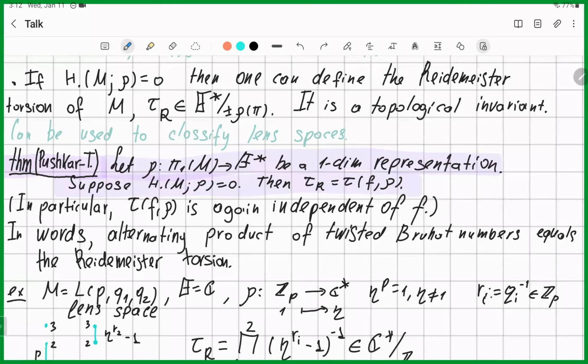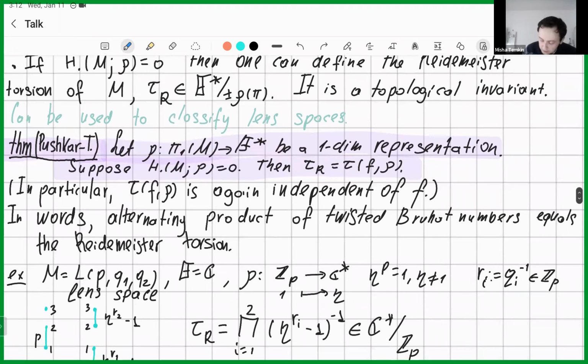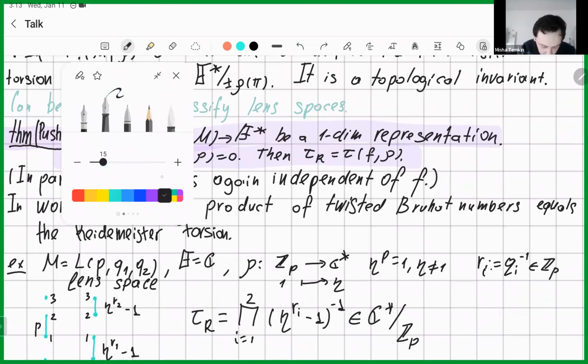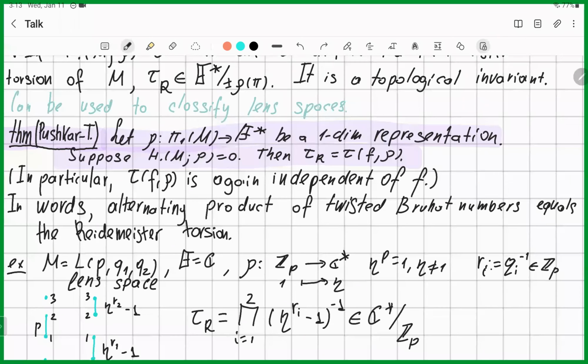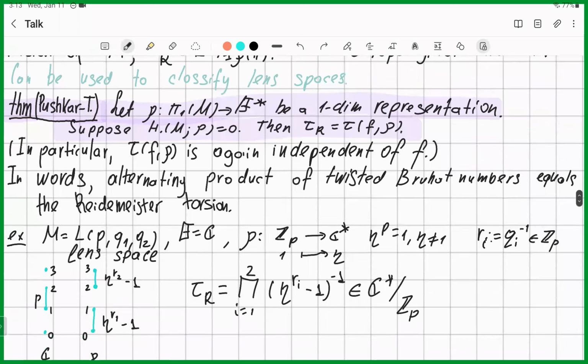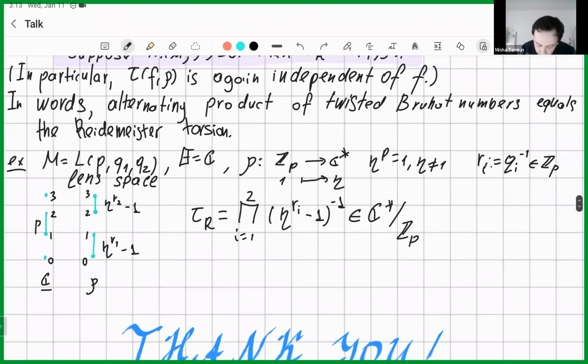Misha, typically lens spaces have two parameters. What's the relation between L(p,q1,q2) and L(p,q)? Oh, maybe I could just give you the definition then. Yeah, I know what L(p,q) means, but these three parameters are a bit more sophisticated. Yeah, it's just a notational issue.